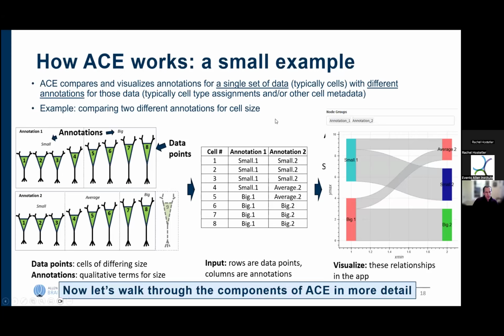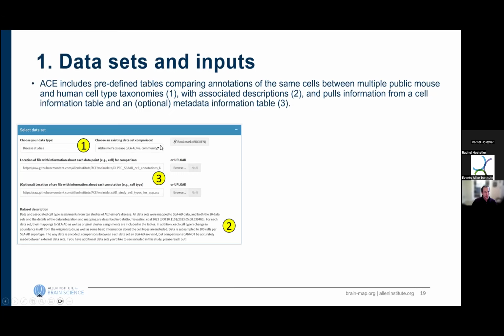Okay, so now I'm going to walk through the various components of ACE in more detail. As I mentioned, the first step is the data sets and the inputs. ACE includes predefined tables which compare annotations of the same cells between multiple public mouse and human taxonomies. And so that's what you can basically select from up here.